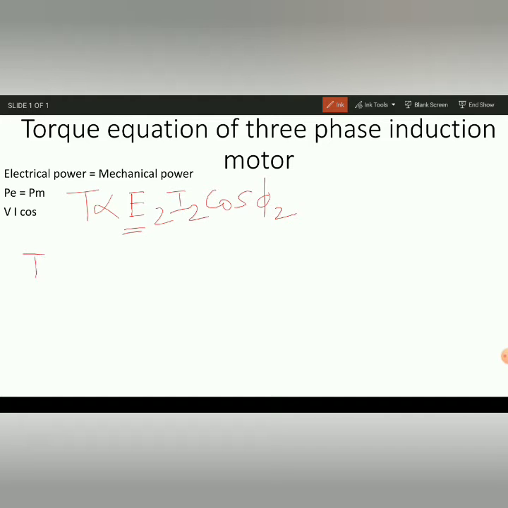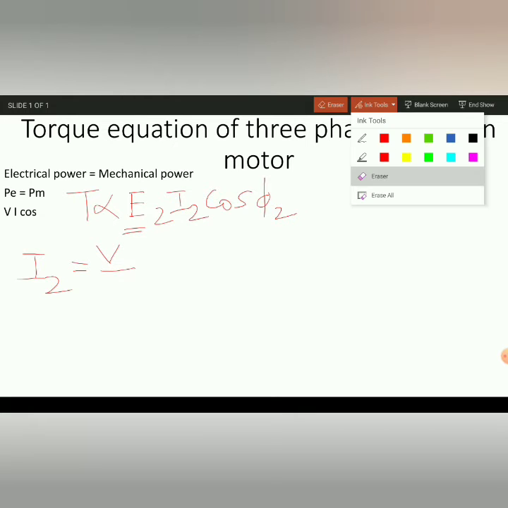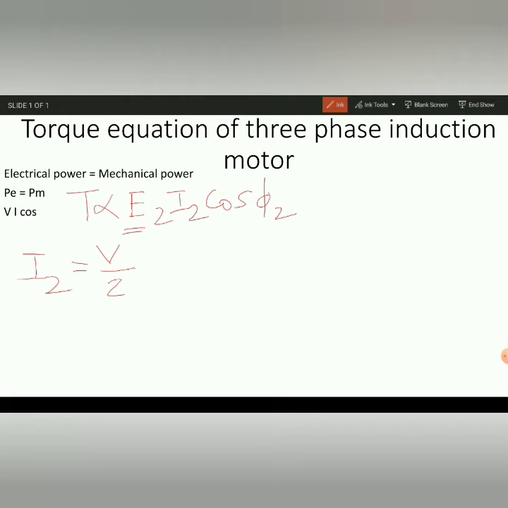Now let us find out how to find the current I2. I2 is the rotor current. We know by Ohm's law, current equals V by R in case of DC, but in case of AC, this R is replaced by Z because AC has both resistance and reactance. Since it is a rotor current, it should be rotor voltage and rotor impedance. And in the rotor we don't have supply voltage, we have only the induced EMF, and this Z2.